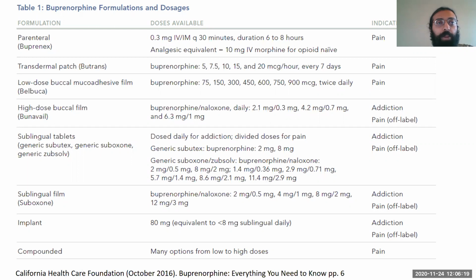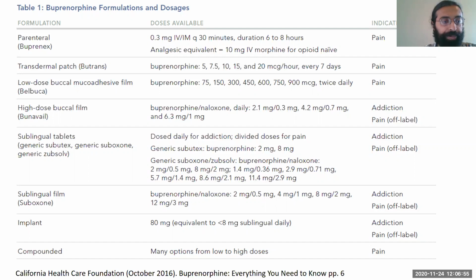We also have a transdermal patch as well as a low-dose buccal film, which are both indicated for chronic pain treatment. Then when we talk about treatment of opioid use disorders, we've got the buccal film, the sublingual tablets, and the sublingual films. There is also a buprenorphine implant, which very recently got taken off the market, not because there were any safety concerns, but because there was no market for it. People were just not opting to have a minor surgical procedure to have the implants inserted. So it's no longer on the market.